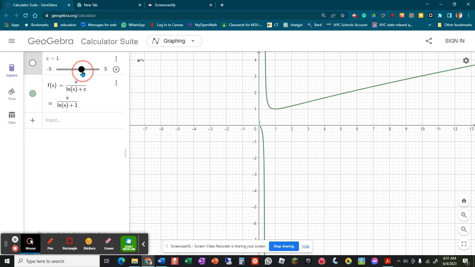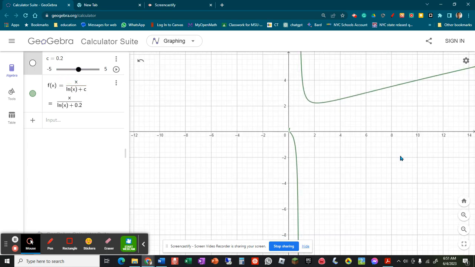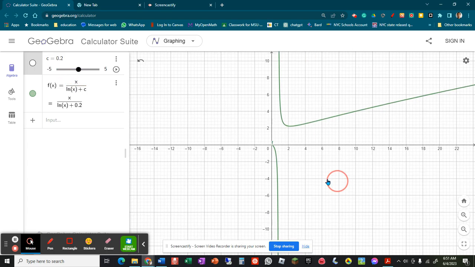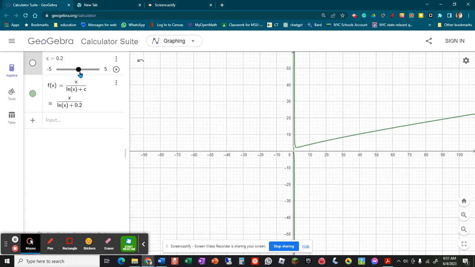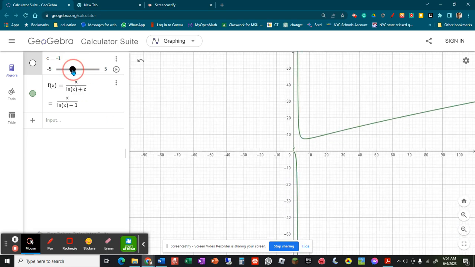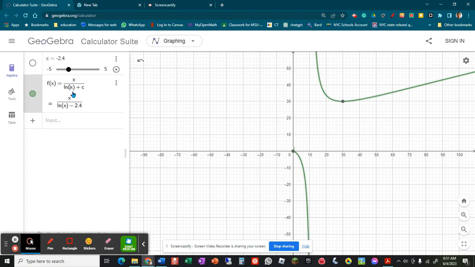And of course, you can play around, right? If you zoom out, you can see the bigger picture. If you replace x by the absolute value of x, then you are going to get the right hand side.